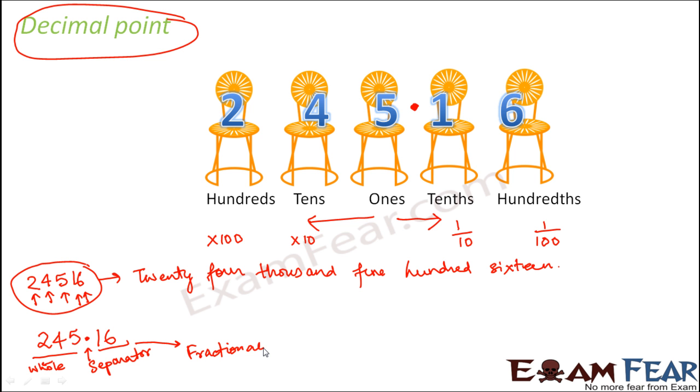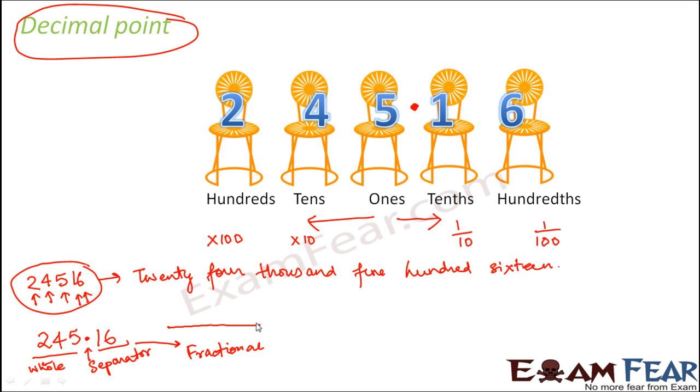If you remove the decimal point, that number will no more be a decimal number. It will actually mean some other number. So in this case, it means 245.16. And in this case, it means 24,516. So do you think both are same? There is a huge difference between the two, right?